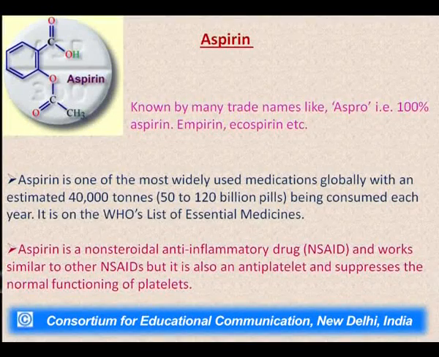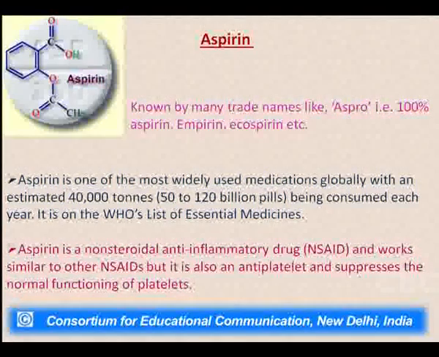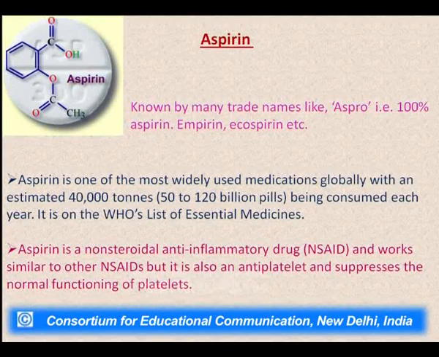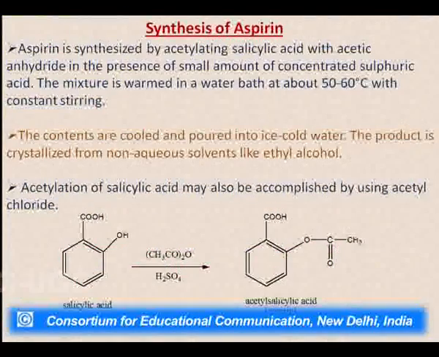Aspirin is one of the most widely used medications globally, with an estimated 40,000 tons, which is 50 to 120 billion pills, being consumed each year. It is on the WHO's list of essential medicines. It is a non-steroidal anti-inflammatory drug which works similarly to other NSAIDs, but it also has an antiplatelet effect and suppresses the normal functioning of the platelets.